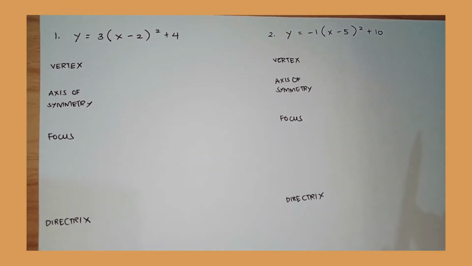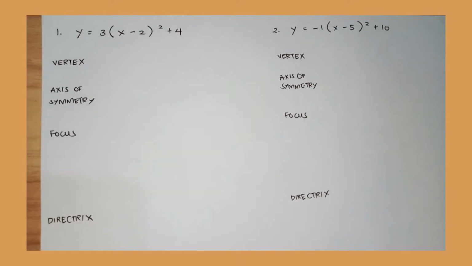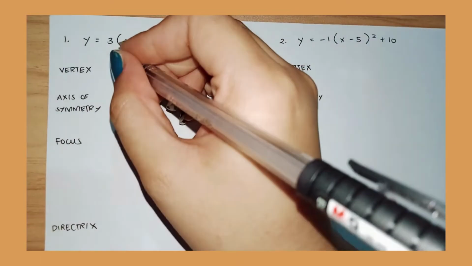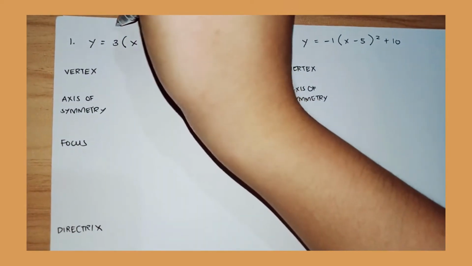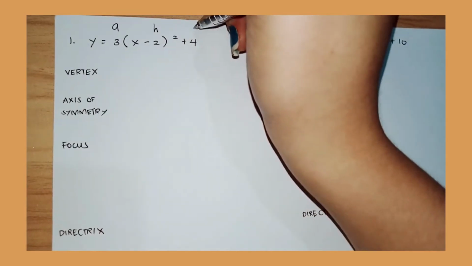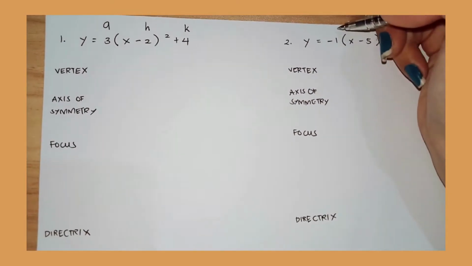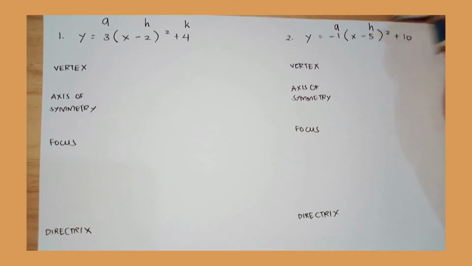First thing to do, we need to find the vertex. Kailangan alam muna natin yung parts ng ating equation. Yung naunang number, that is letter A. Yung pangalawang number, that is H. And the last one is K. Same with this example, we have A, H, K.